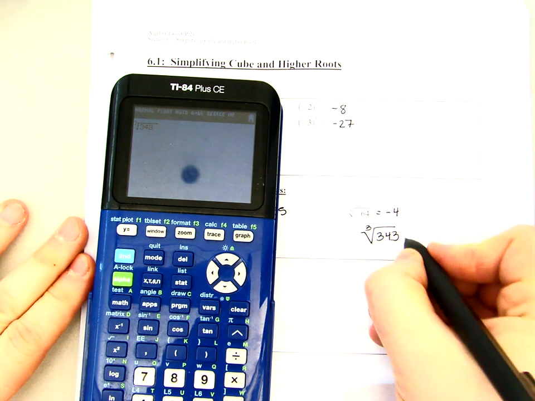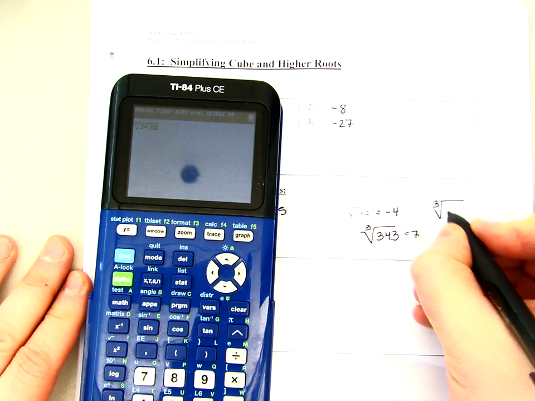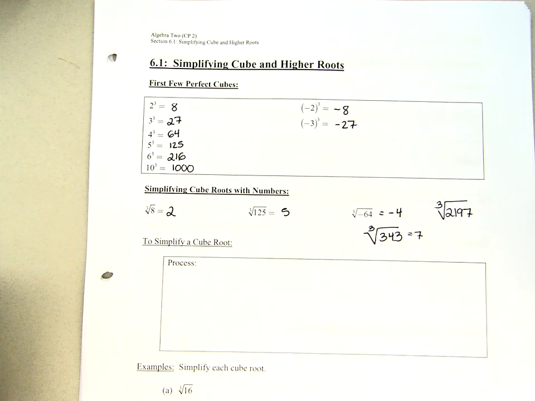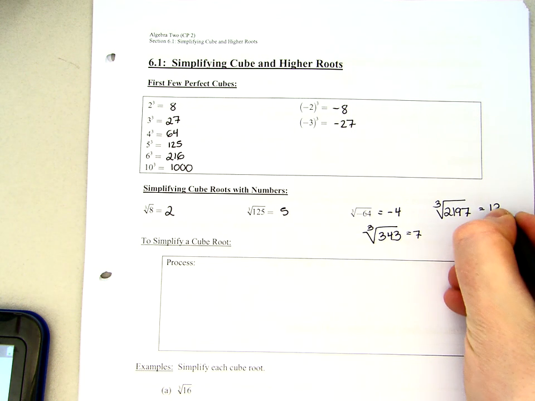7. And it's really easy to check that because you could just do 7 times 7 times 7 on your calculator, 343. One more just to test out the calculator. Let's do the cube root of 2,197, which is a great one for the calculator. 2,197, go. And the answer is 13.